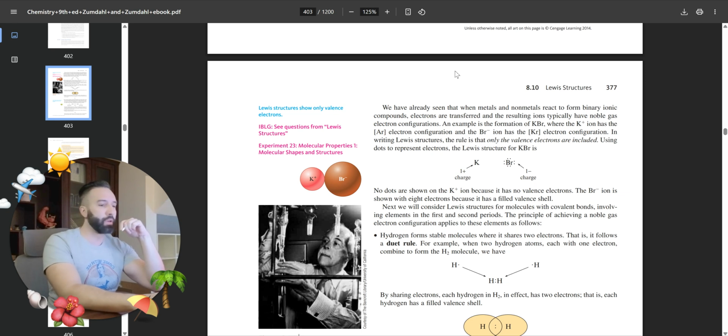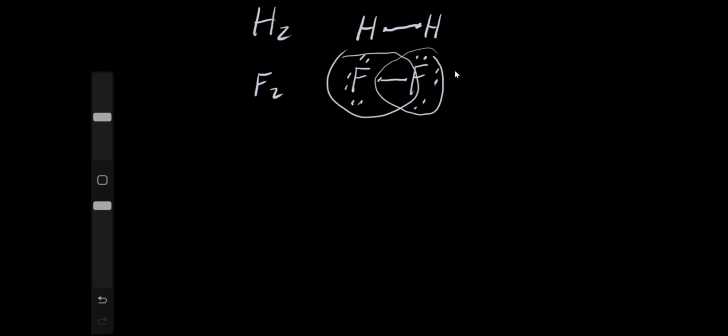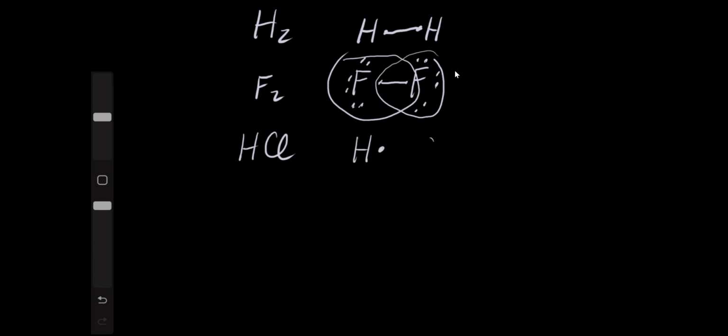Let's try something that doesn't have the same atom, say HCl. So H has 1 electron, Cl has 7, and naturally what you want to do is this, and now this one is happy, it's got 8, this one is happy, it's got 2. Of course you don't draw this circle. This is a Lewis formula. It does get more complicated.